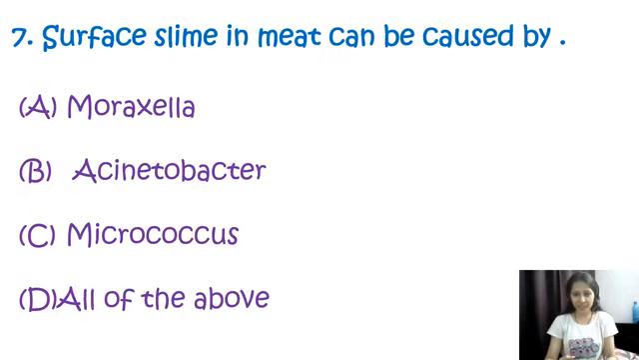Question number 7. Surface slime in meat can be caused by, so options are Moraxella, Acinetobacter, Micrococcus or all of the above. So this surface slime in meat can be caused by Moraxella species, Acinetobacter species and Micrococcus species. So over here my correct option is D, that is all of the above. Actually they form a biofilm layer over the surface of the meat, which reduces the quality and the safety of the meat also.